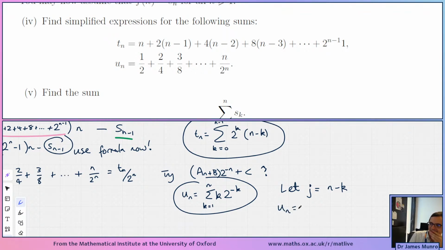So then Un is the sum of j equals 0 to n, but backwards, of n minus j, 2 to the minus... oh, careful. k is 2 to the j minus n? What's minus k? j minus n. Which is exactly the same as that one, but with j's instead of k's, and divided by 2 to the n, which is a constant thing to be dividing it by. So I've also reversed the order of summation.